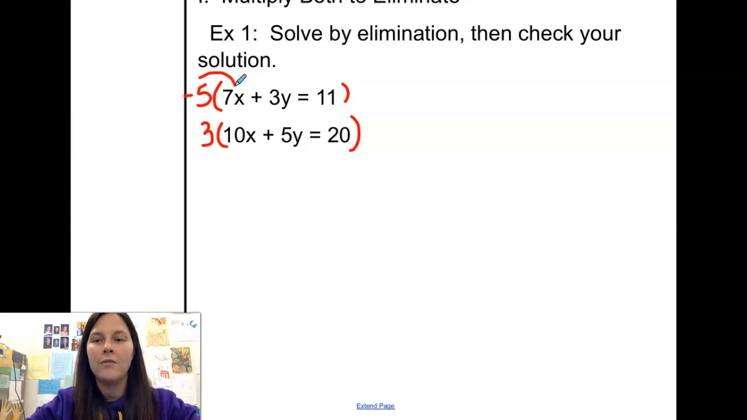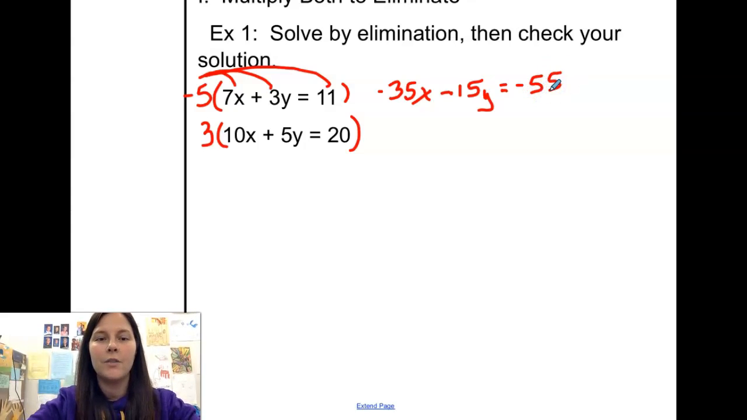Distributing my negative 5, I get negative 35x minus 15y equals negative 55. Second equation, 3 times 10 will give me a 30x plus 15y equals 60.